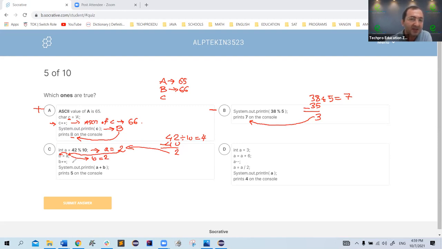B plus plus. So we increase the value of B by 1. What was the B value? 2. After increasing by 1, it will be 3. When we write here the values of A and B, A is 2, B is 3, then we see 5 on the console. So that is true.